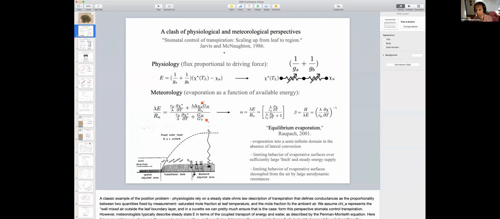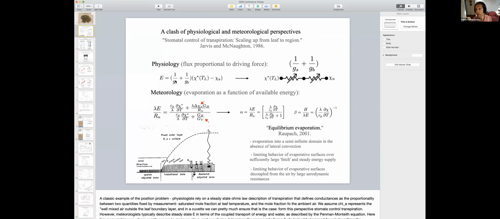So, clash of perspectives. There's a physiological perspective where transpiration is just a product of a proportionality, which is controlled by stomatal conductance and boundary layer conductance, and a driving force, which in this case, I'm using the mole fraction gradient of the leaf, the saturated mole fraction at that leaf temperature, and the difference of that value from that of the ambient air, okay? So this gives you kind of a snapshot. It's a steady state statement.